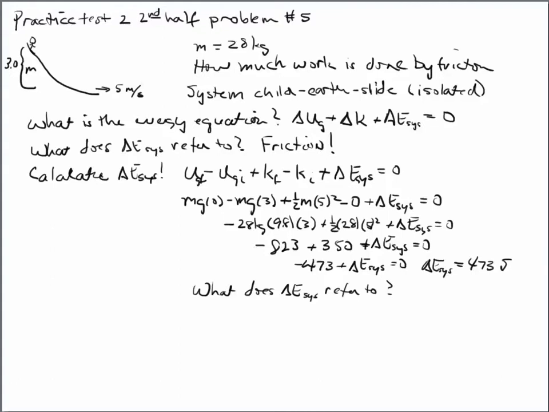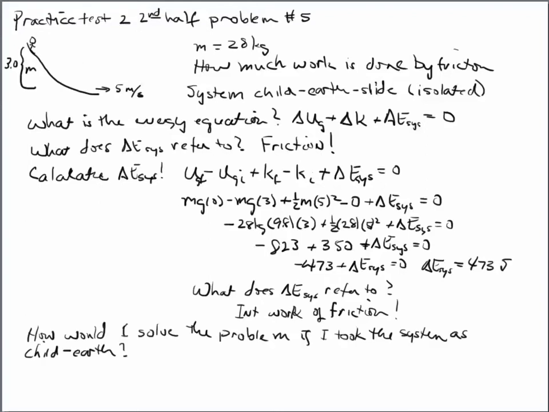What does the change in system energy refer to? Once again, it is the work of friction, internal work of friction. How could I solve the problem if I took the system as the child, Earth? If I take that as the system, then the frictional work done by the slide is external work.